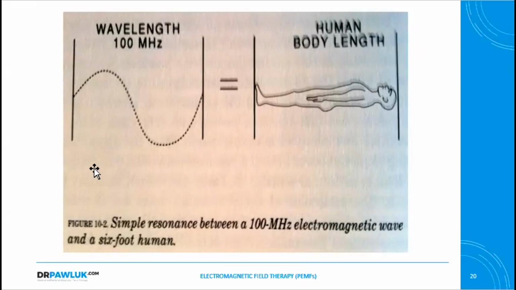Wavelengths are determined based on the frequency of the magnetic field. So at 100 megahertz as a frequency, the magnetic field length is about equal to the length of a human body. It's about 6 feet long. Once you get below 100 megahertz, once you get to, say, 50 megahertz, the wavelengths become even longer. At 10 hertz, 10 cycles per second, the wavelengths are miles and miles long. So basically, they do not stay in the body.